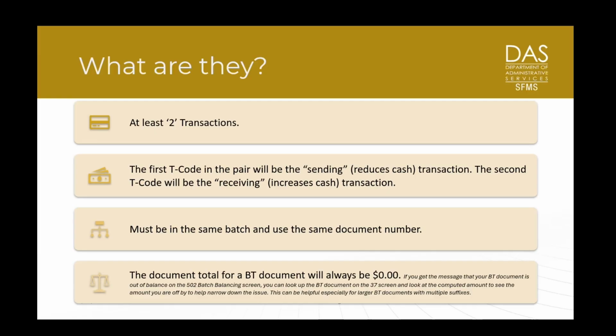So let's spend a little bit of time talking about what they are. Well, they're always at least two transactions. The first T-code in the pair is going to be the sending. It's going to reduce cash in the transaction. And the second T-code in the pair is always going to be the receiving. It's going to increase the cash in the transaction. They're a little tricky in that the pair must be in the same batch, and they also have to be in the same document number. And you have to keep in mind that the document total for a BT document will always be 0. There's a helpful note down there if you do have some balancing errors, but we want to remind you that they will always be 0.